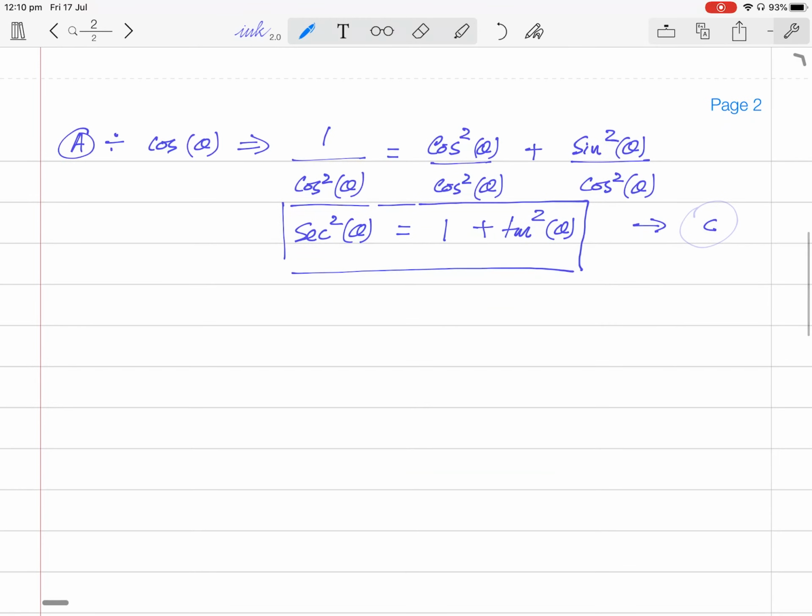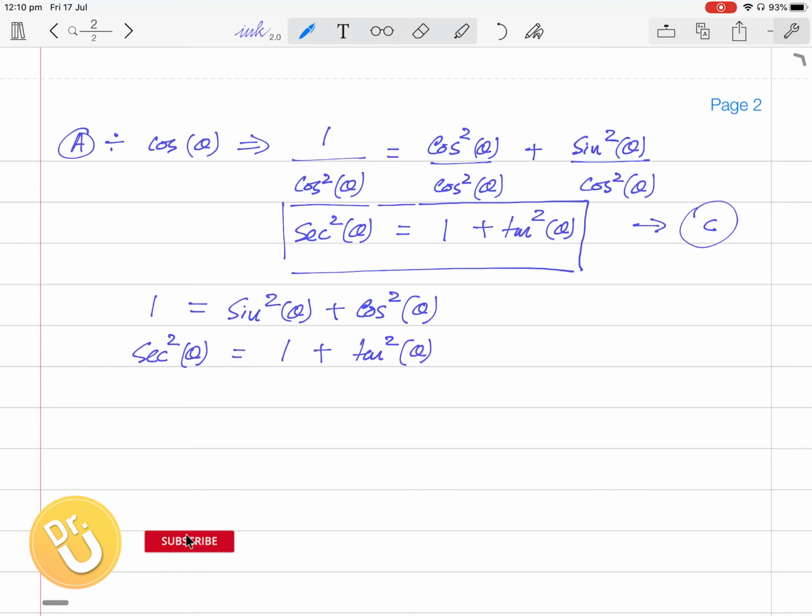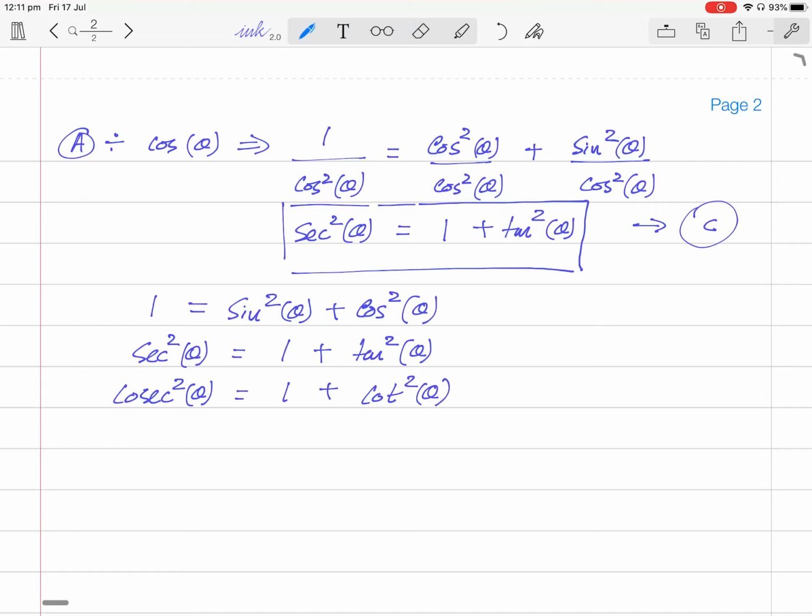So these are the three important equations that we should know clearly. So I will summarize it. The first equation would be 1 is equal to sine square theta plus cos square theta, and the other one would be sec square theta is equal to 1 plus tan square theta. The next one would be cosec square theta is equal to 1 plus cot square theta.